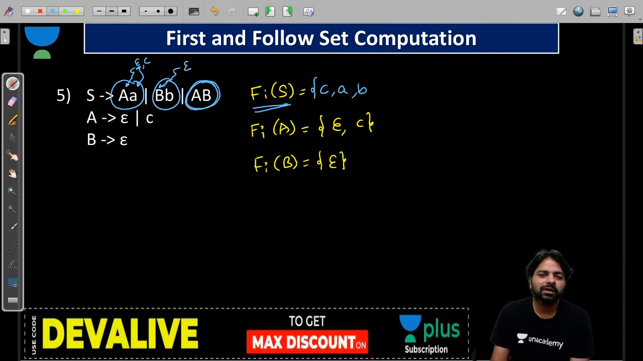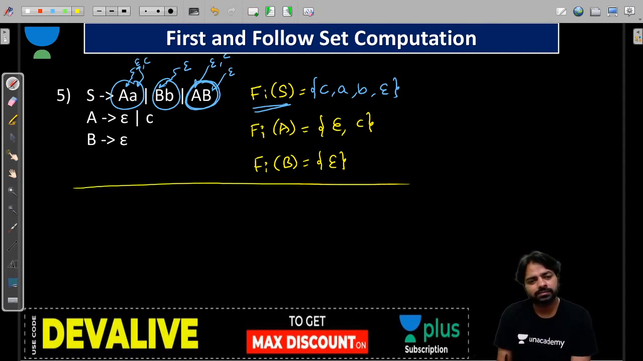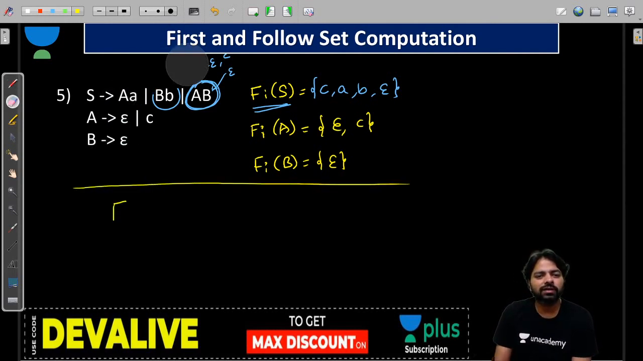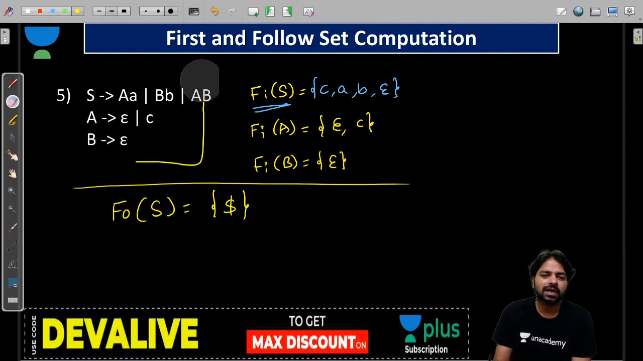And when you look at AB, here epsilon, comma C, two choices, and B has epsilon. So C epsilon is C, already covered, but epsilon epsilon you will get epsilon too. Yeah, this is about the first set, right? And follow set, you have to look at the RHS side. Follow of S is just dollar because S is not there in the RHS side and S is the start symbol, so dollar.